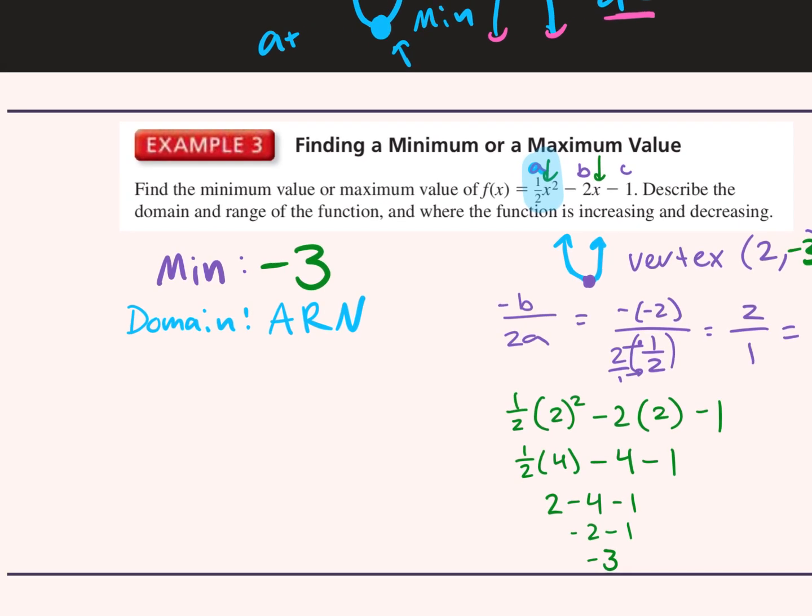All right, now let's find our range. So range, we say y. Do you think the y values are going to be greater than negative 3 or less than negative 3? Is our graph pointing to big numbers or small numbers? Bigger numbers. It's going up. So we're talking about y values that are greater than or equal to negative 3. If it went up, it'd be greater than, and if it went down, it'd be less than.